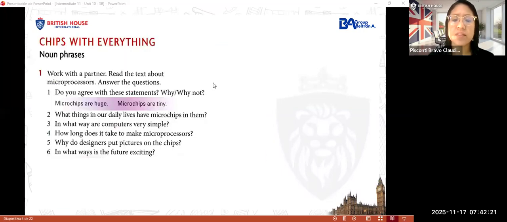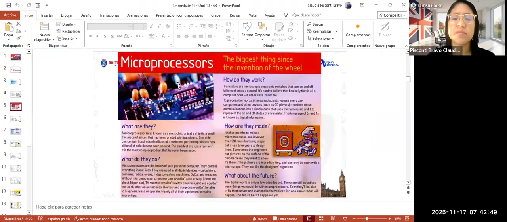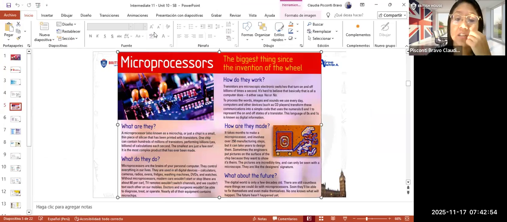Now let's continue. Now, noun phrases, chips with everything. We're going to read a text. We are going to do the speaking and pronunciation workshop, guys, for the ones who are missing, in a few minutes, so more of you can start coming to the class. Let's just do the reading, just a second, please. We're going to read about microprocessors, this information about technology. Just a second, please, so I can send you the reading.